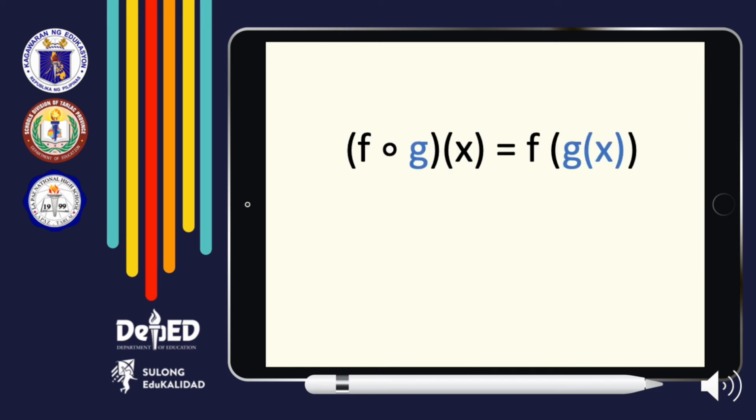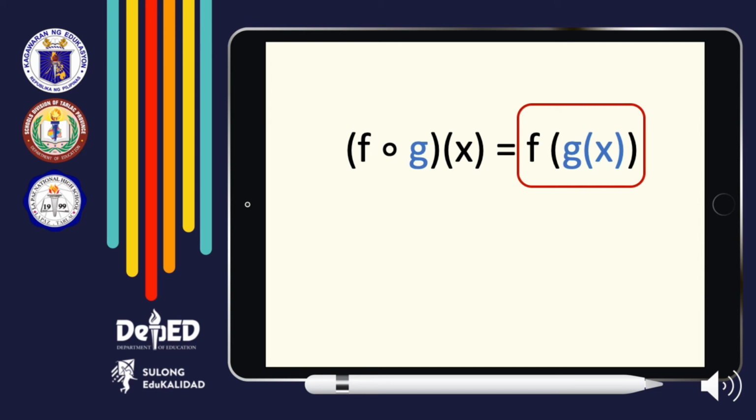Now look at this function. This can be read as f composed of g of x is equal to f of g of x. So we have g of x here as the domain of f of x. Notice how the letters stay in the same order in each expression for the composition. The letters f of g of x tell you to start with the function g. And remember to always start with the function in the innermost parenthesis.